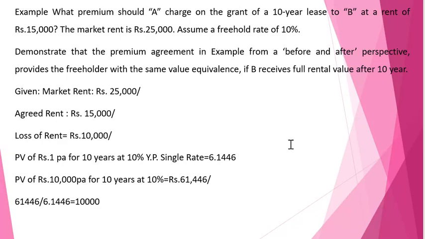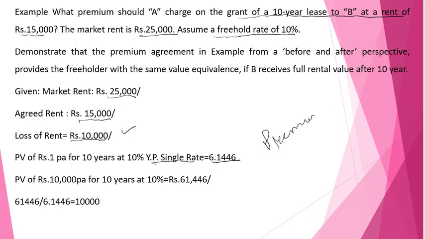So what premium should A charge on the grant of a 10-year lease to B at a rent of 15,000? The market rent is 25,000. Assume a freehold rate of 10%. So market rent is 25,000. Agreed rent is 15,000. It means loss of rent is 10,000. So YP single rate at 10% is 6.1446. We know the formula: premium is equal to annual equivalent into YP. So you have to find out premium.